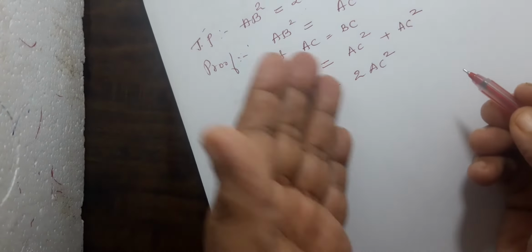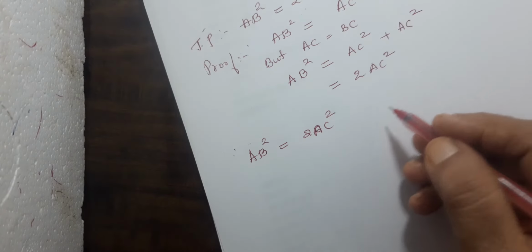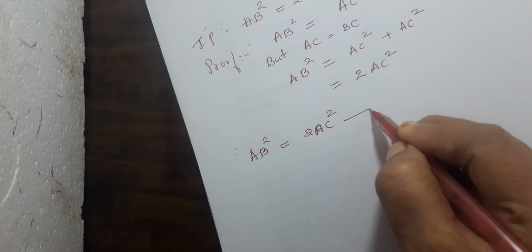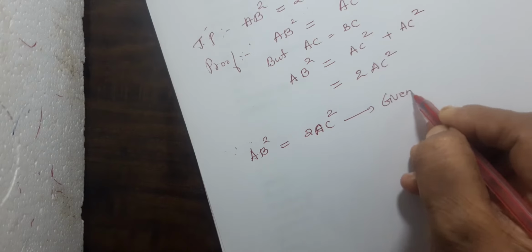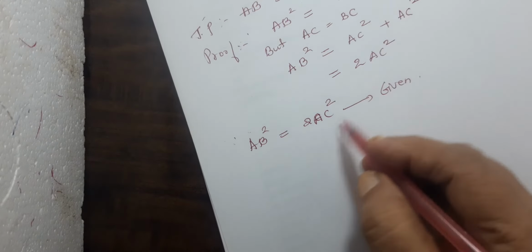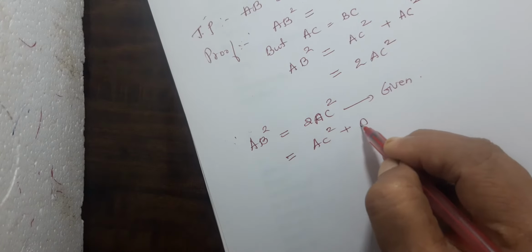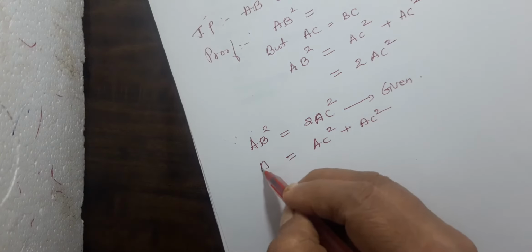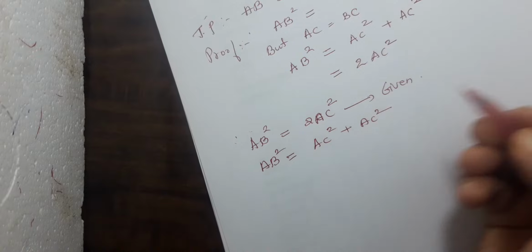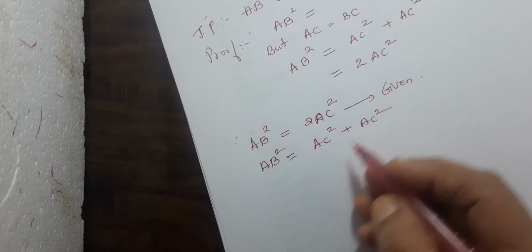See, just the opposite of that previous problem. AB squared is equal to 2AC squared, given. So what you should do is go back to the steps. 2AC squared means you should write AC squared plus AC squared. Anyway, it is 2AC squared, so you can split it. You can write AC squared plus AC squared.